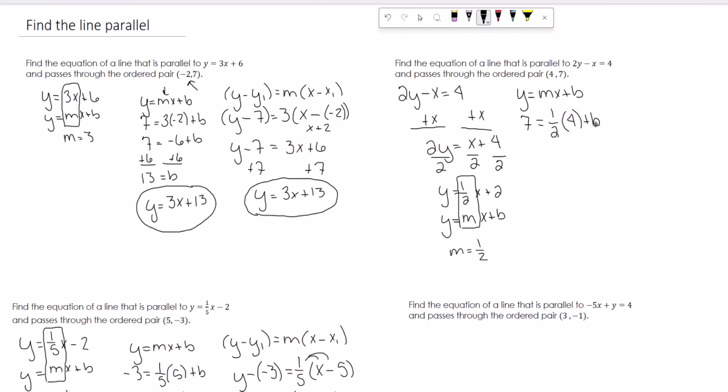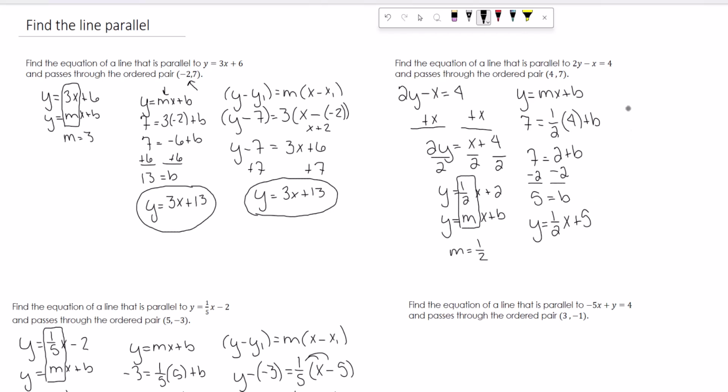We don't know b. We'll have 7 = 1/2 times 4, which is 2, plus b. I'm going to subtract 2 from both sides, so 5 = b. But we're not done yet because we have to write the equation, right? y = now our slope is 1/2 x, and our y-intercept is 5. Cool. Well, that's the equation.